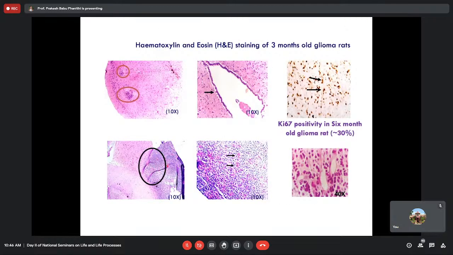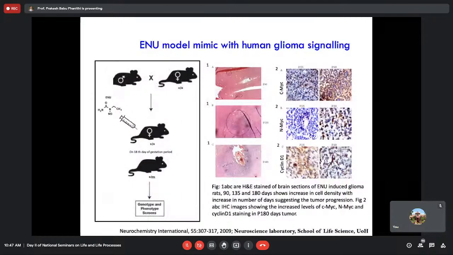Once after making the model, you can see the sections of this brain, whether they develop a tumor or not. Ki67 is the marker for GBM, Glioblastoma Multiforme. This model is exactly mimicking the human glioma. Therefore, the signaling pathways like c-MYC, n-MYC, and cyclin D1 are all positive for this tumor, indicating that this is similar to that of the human glioma.